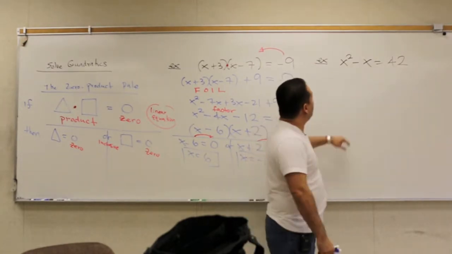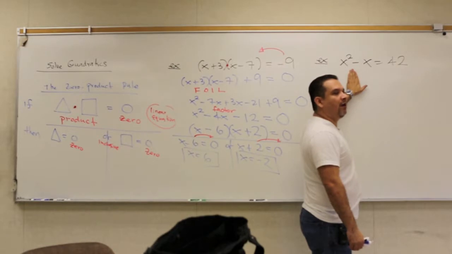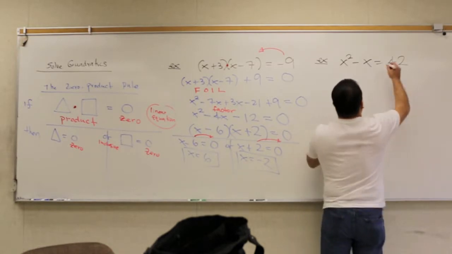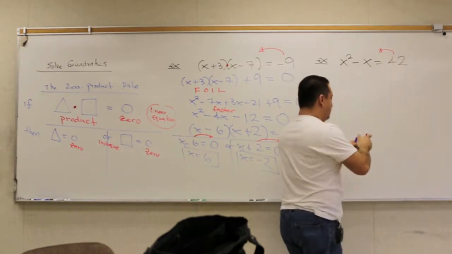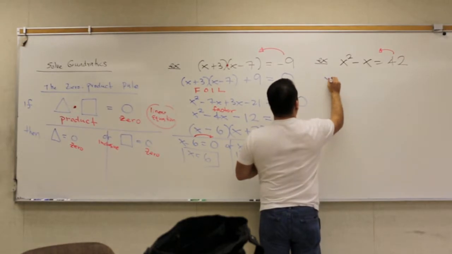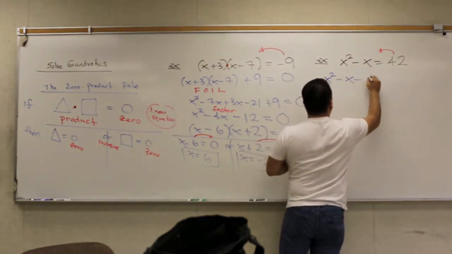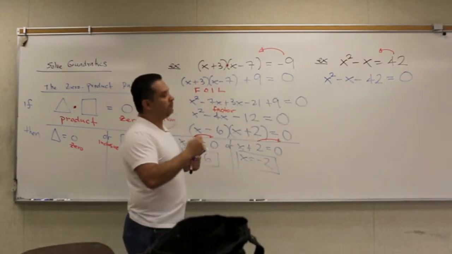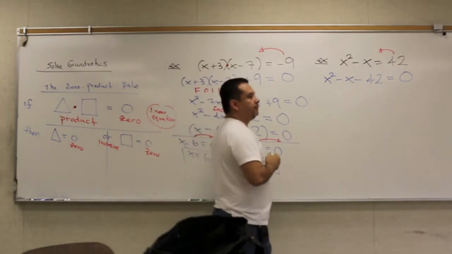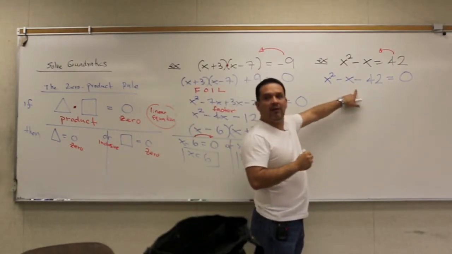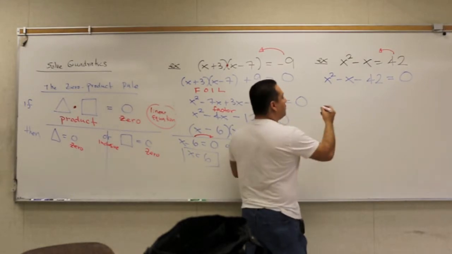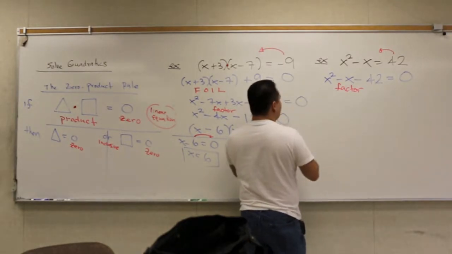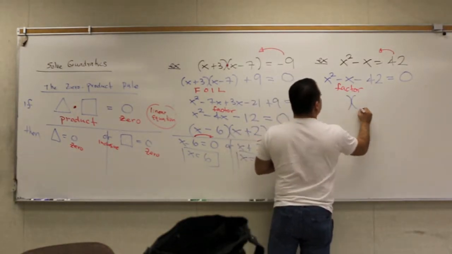Okay, so here we go. Can I use my zero product rule here? No. Why not? It's not zero. Okay, how do you get 0 over here then? So you get now what? X squared minus x minus 42, and that equals what? 0. Is that a product? Nope. What do you have to do to get a product? Factor. What's the recipe? Chicken soup? Okay. Use your chicken soup recipe.